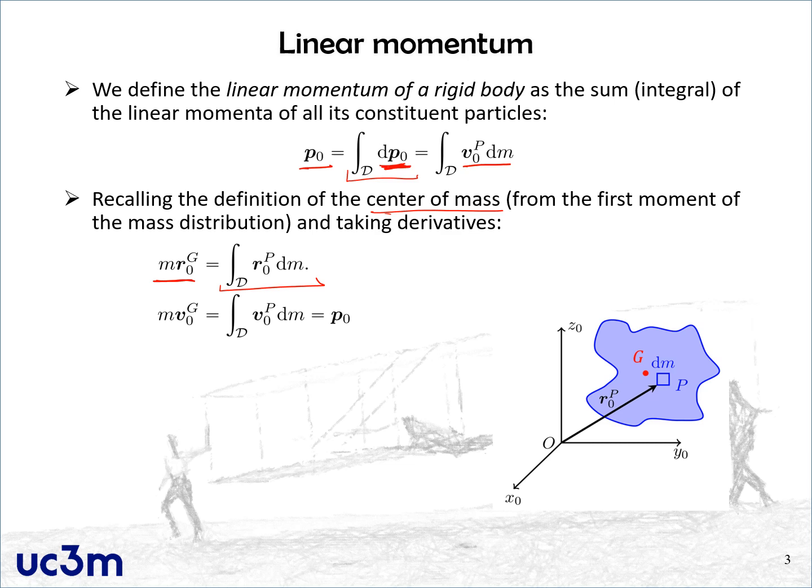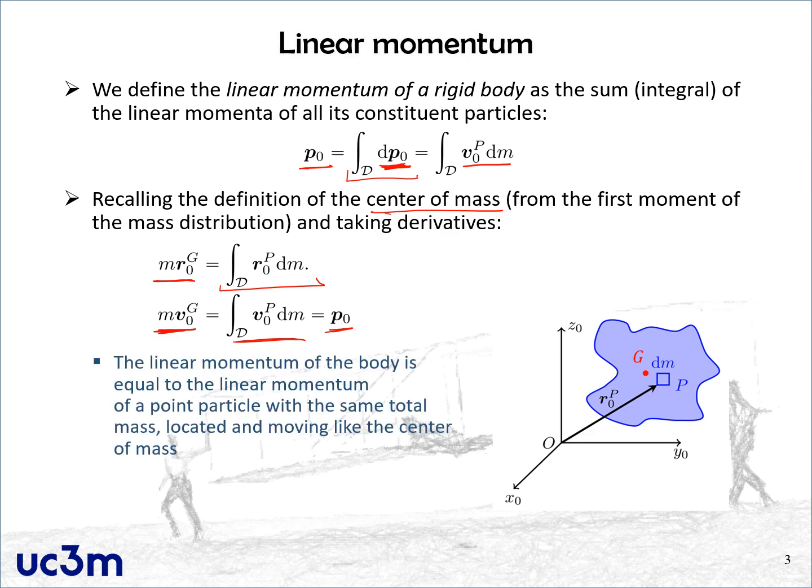If we take time derivatives in this expression, we see that the product of the mass times the velocity of the center of mass is basically the integral that we are looking for. So that is our linear momentum of the rigid body. And that's it. We basically conclude that the linear momentum of the rigid body is equal to the linear momentum of a virtual point particle that has the same mass as the rigid body, that is located at the center of mass and is moving like the center of mass.